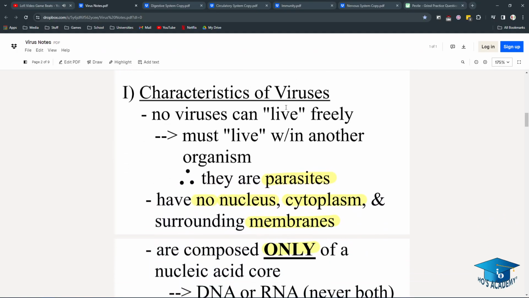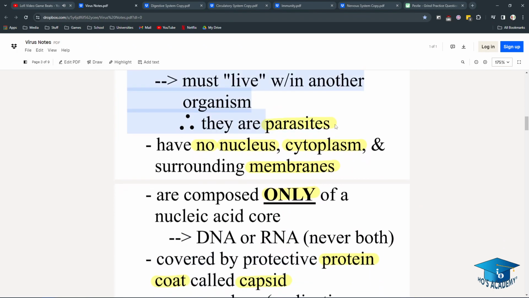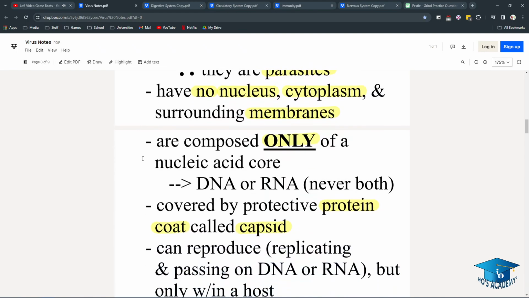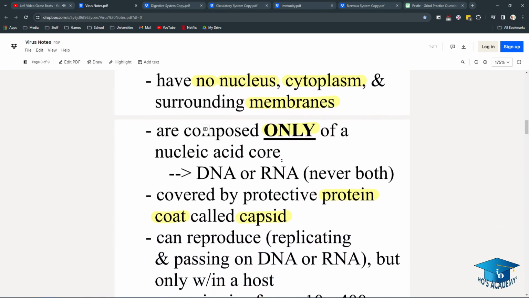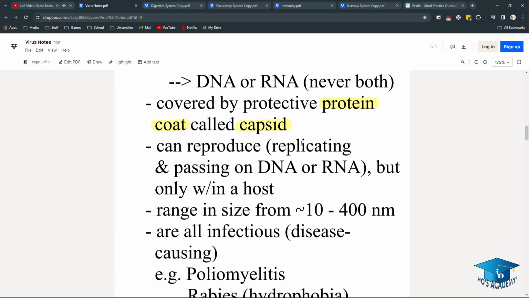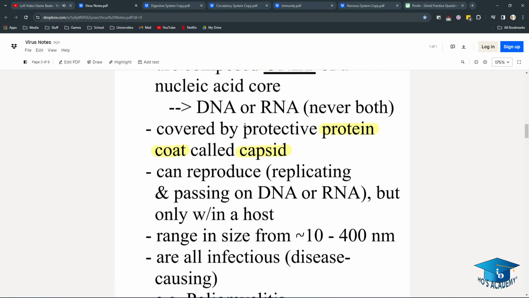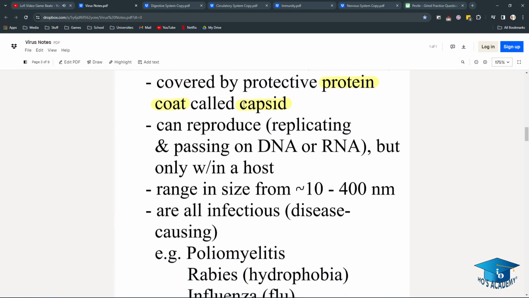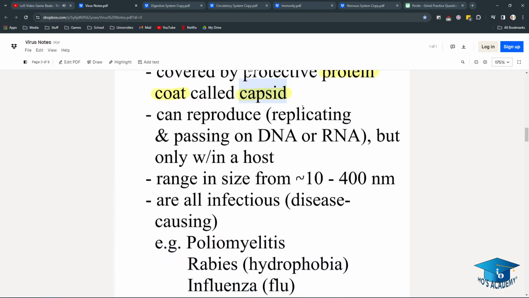So no virus can live freely, and they must be within another organism, meaning a host cell, and they are technically parasites. They have no nucleus, no cytoplasm, and no organelles and such. No membranes. They just have a nucleic acid core, which means they do have genetic material. They have either DNA or RNA, but never both. When they do have RNA, they're called retroviruses, such as with the case of HIV. They're covered by a protective protein coat called the capsid layer, and they reproduce by replicating through the host cell.